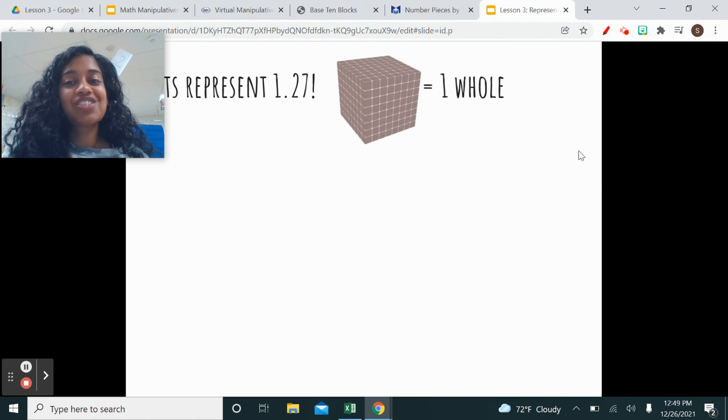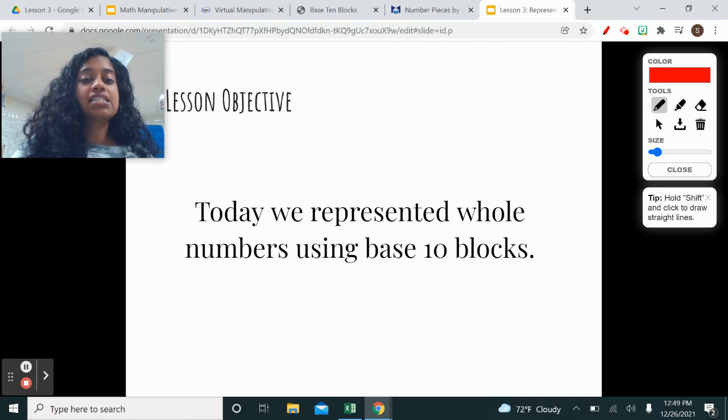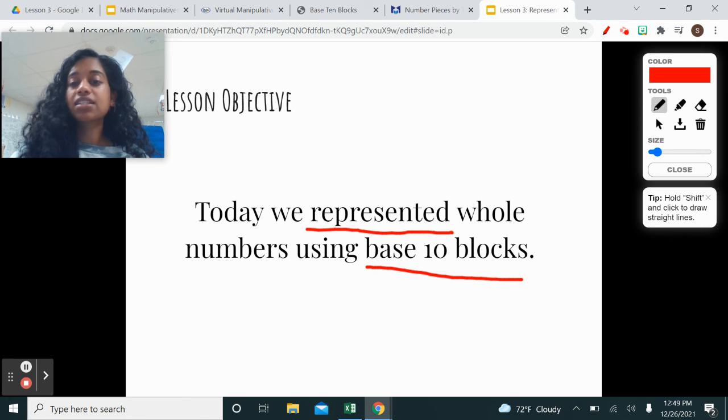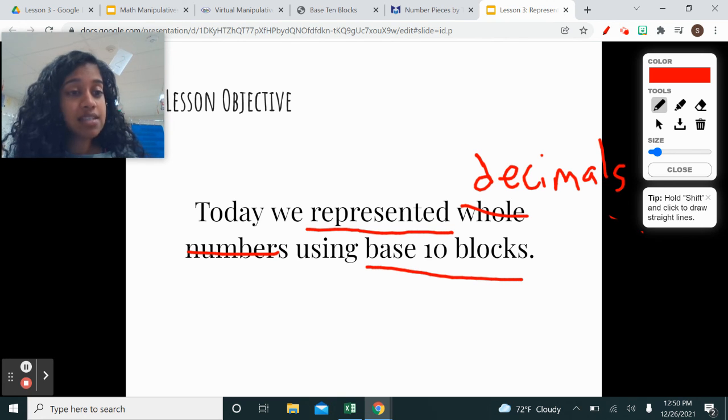All right. So now let's see, did we meet our lesson objective? Our lesson objective for today was: we will represent whole numbers using base 10 blocks. Now we did not represent whole numbers. I made that mistake last time too. We represented decimals using base 10 blocks. Oh gosh, so sorry, guys.